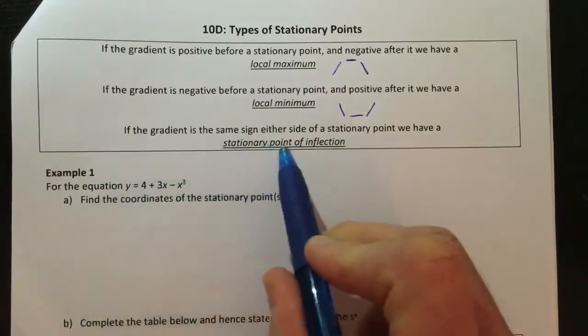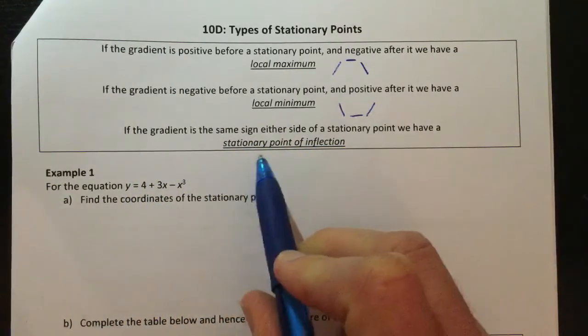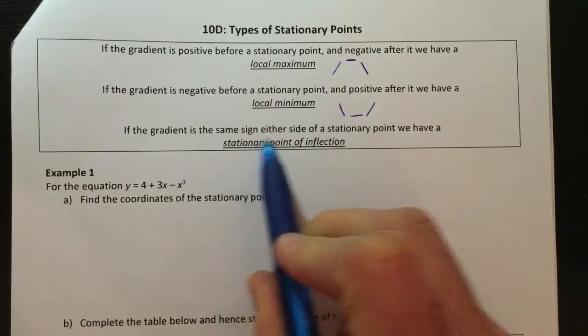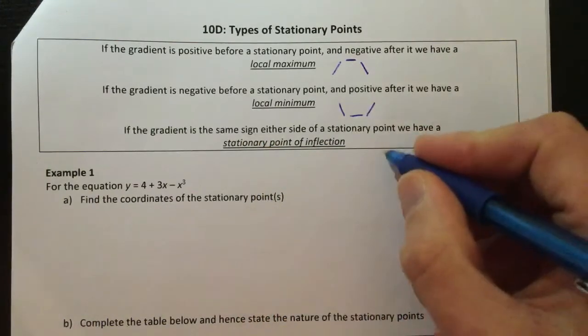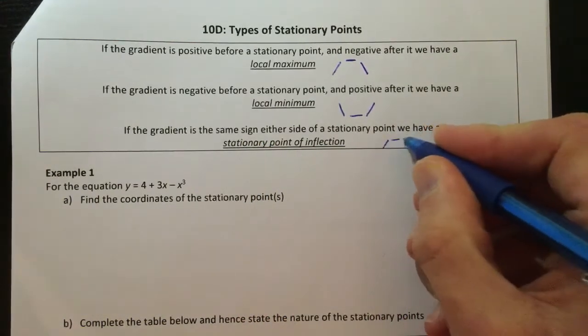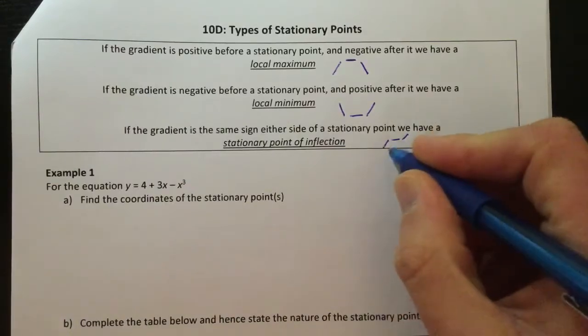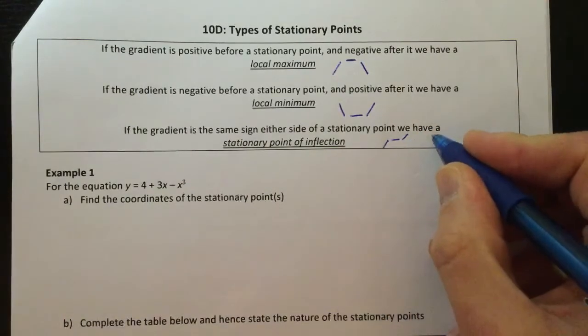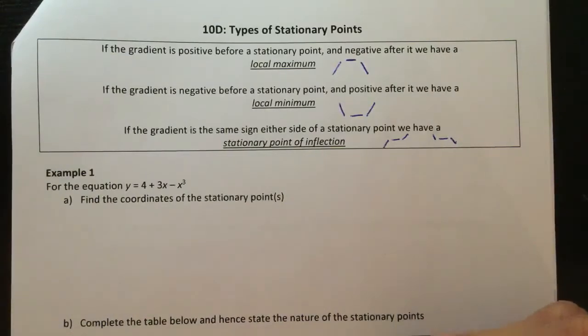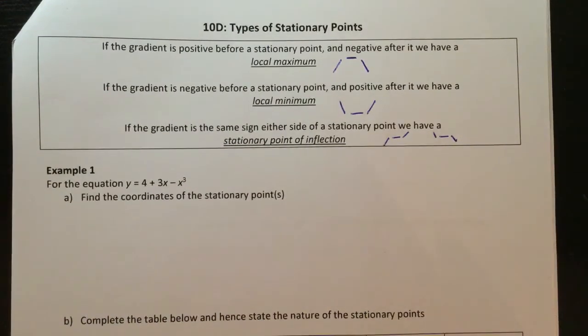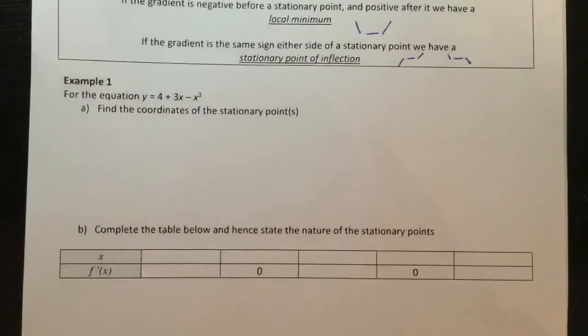If the gradient is the same side either side of a stationary point, then same sign either side of a stationary point, then we have a stationary point of inflection. So if you had, say, positive gradient, then 0 gradient, then positive again, that's going to be a stationary point of inflection. Likewise, if it was negative, then 0, then negative, that would also be a stationary point of inflection. So we can use that if we're trying to generate a sketch of a graph and work out what sort of stationary point we're going to be looking at, again, assuming that we're not able to use our calculators. So let's have a look at example 1.